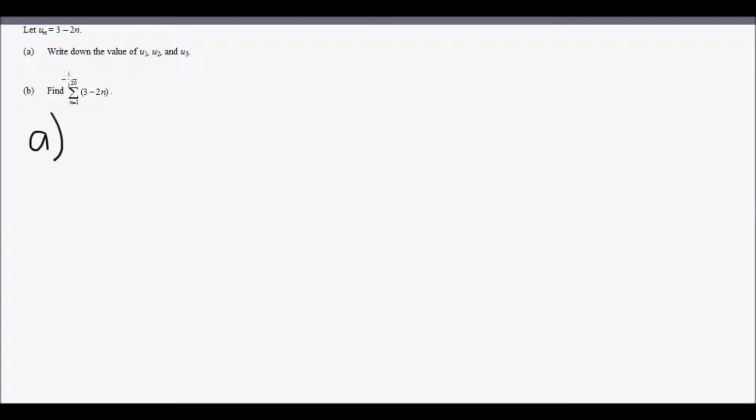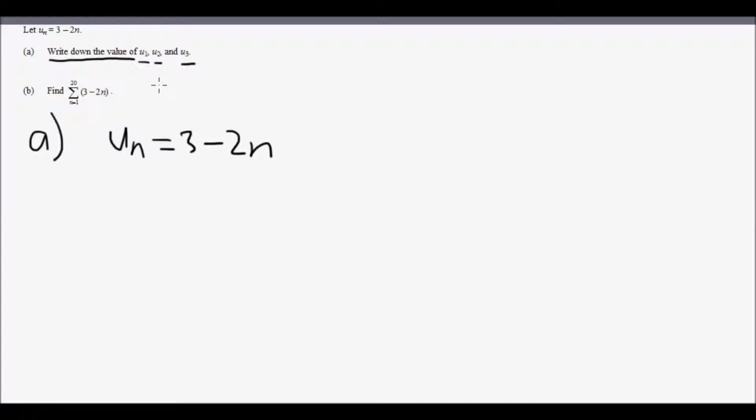So let's start. What is A asking us? It's asking us to write down the value of u of 1, u of 2, and u of 3. So this means it's basically asking us what's the first, second, and third term of the sequence. Now, we know that our function u of n is equal to 3 minus 2n. Now this is really simple.